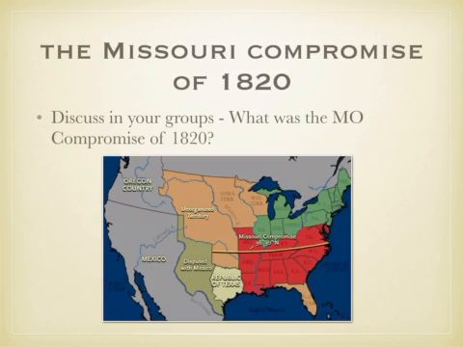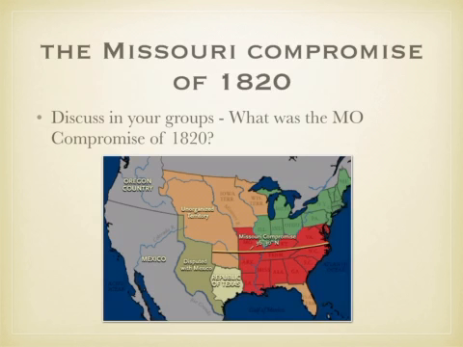In the Missouri Compromise, Missouri entered the Union as a slave state, and the Northern Territory of Maine entered as a free state. The Missouri Compromise also established an imaginary line north of the 36th parallel, which we can see here in this photo. The 36th parallel runs approximately along the southern border of Missouri.